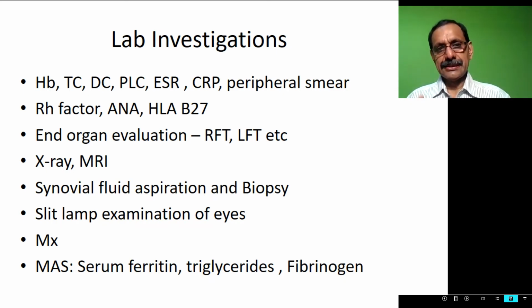So how will you differentiate the inflammation of JIA from inflammation of septic arthritis? You do a Gram stain, there is no organism in JIA. You do culture, there is no organism in JIA. So that's how we differentiate. Slit lamp examination of the eye is a must for all cases of juvenile idiopathic arthritis. Mantoux if TB is a consideration. And macrophage activation syndrome, if it comes, then sophisticated investigations you need.